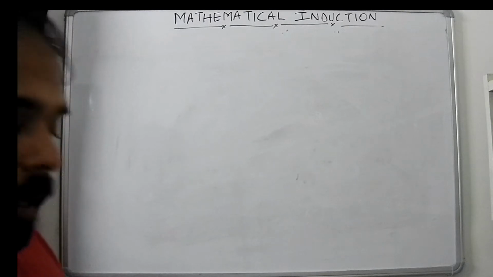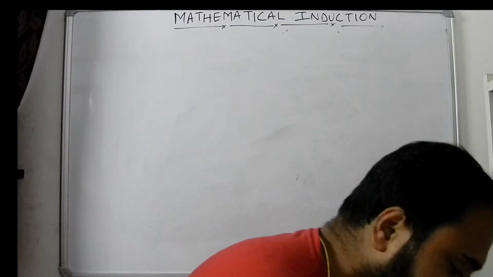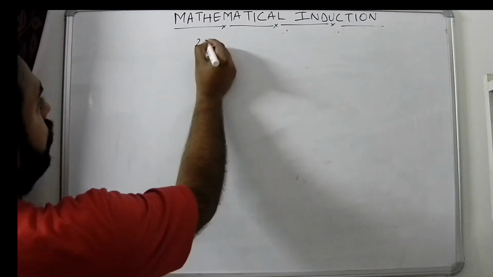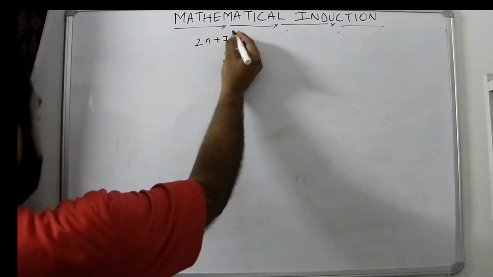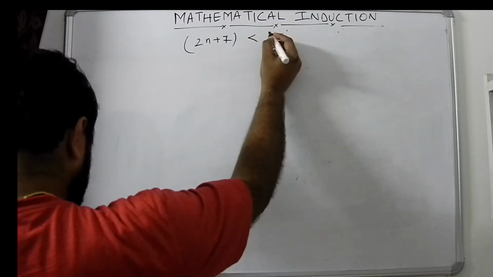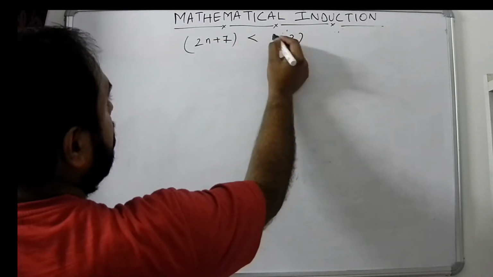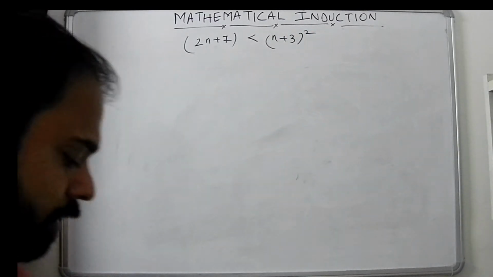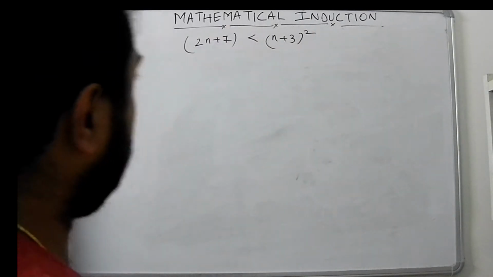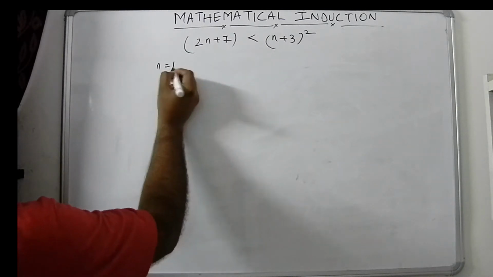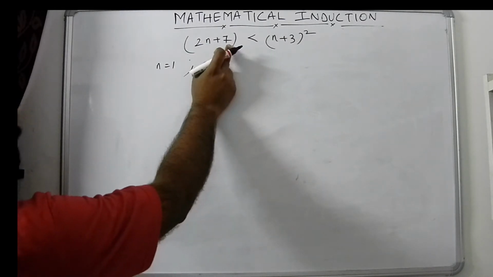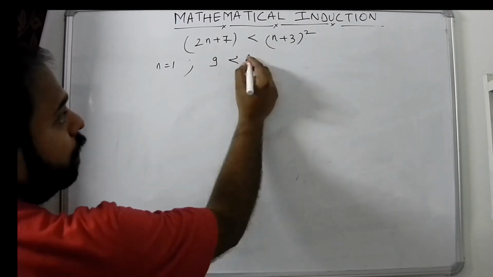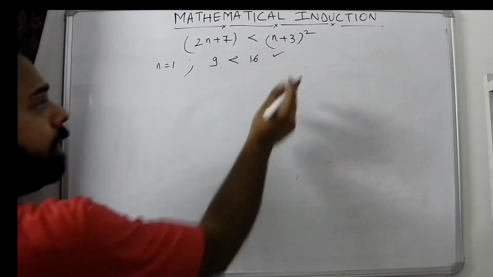Perhaps the last problem that we are taking for induction. What we need to prove is that 2n plus 7 is less than n plus 3 whole square, right? This is something that I need to prove. So now, when n is equal to 1, I get 7 plus 2 is 9, which is less than 3 plus 1, 4 whole square, that is 16, which is correct.